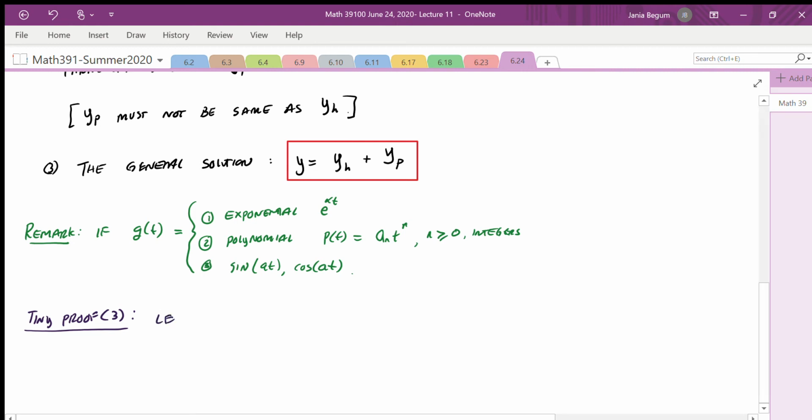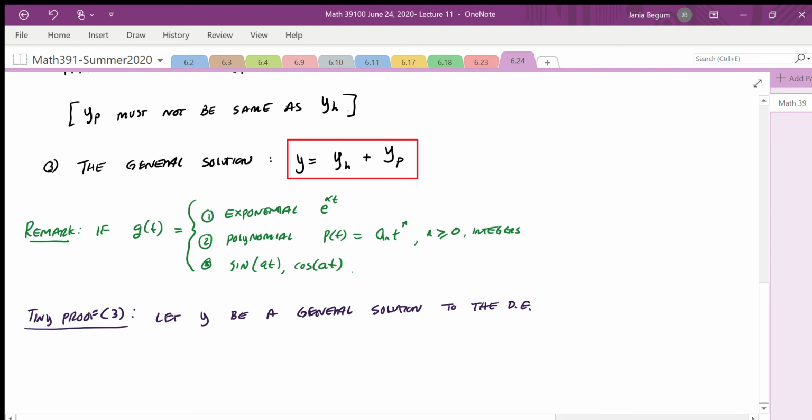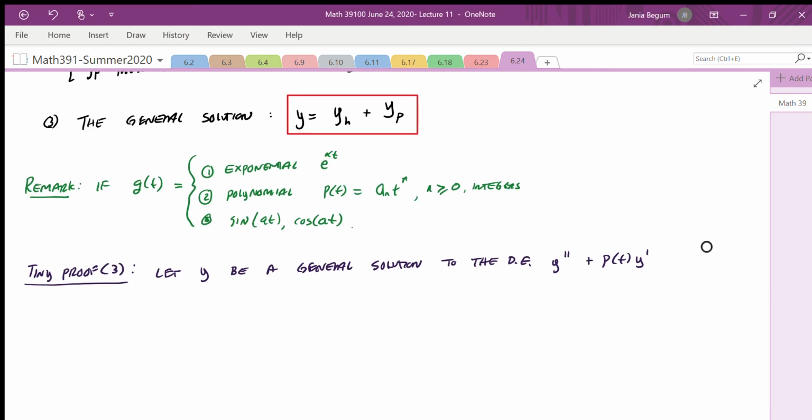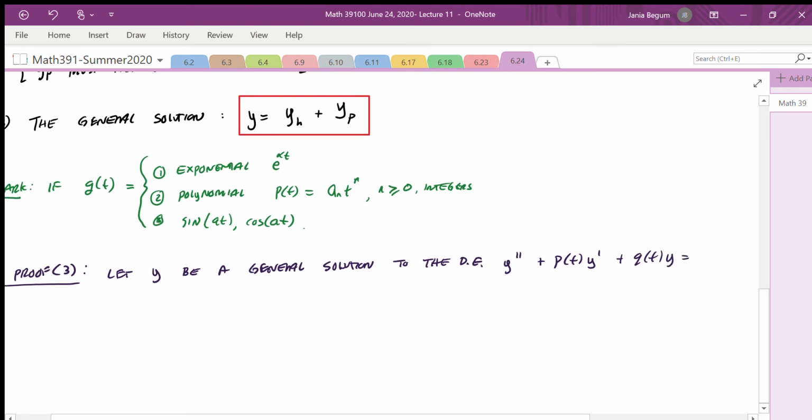So let y be a general solution to the differential equation, which was y double prime plus p of t y prime plus q of t times y is equal to some function g of t, right? So that's the differential equation we're working with.